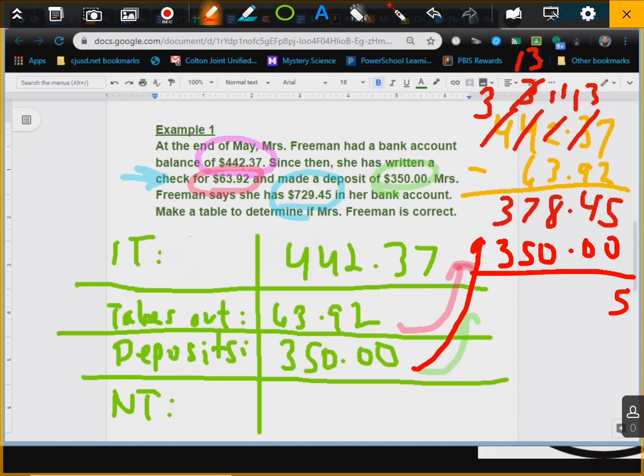5 plus 0 is 5, 4 plus 0 is 4, bring down your decimal, 8 plus 0 is 8, 7 plus 5 is 12, carry the 1, 1 plus 3 is 4, plus 3 is 7.